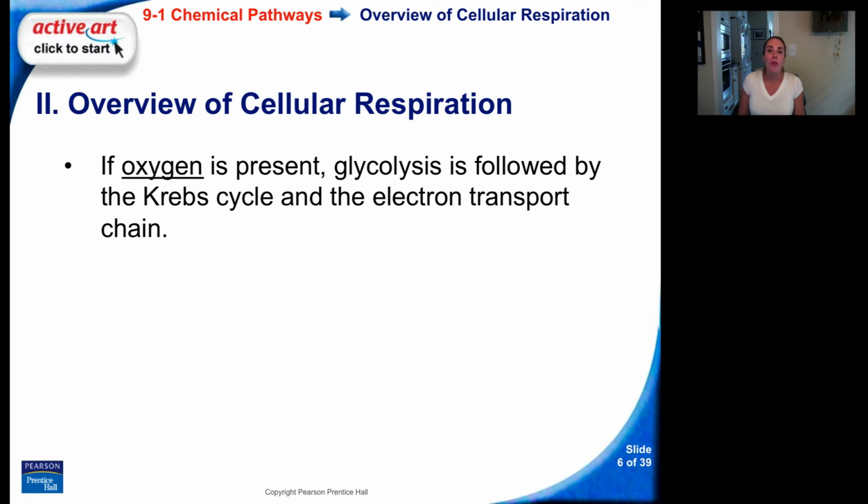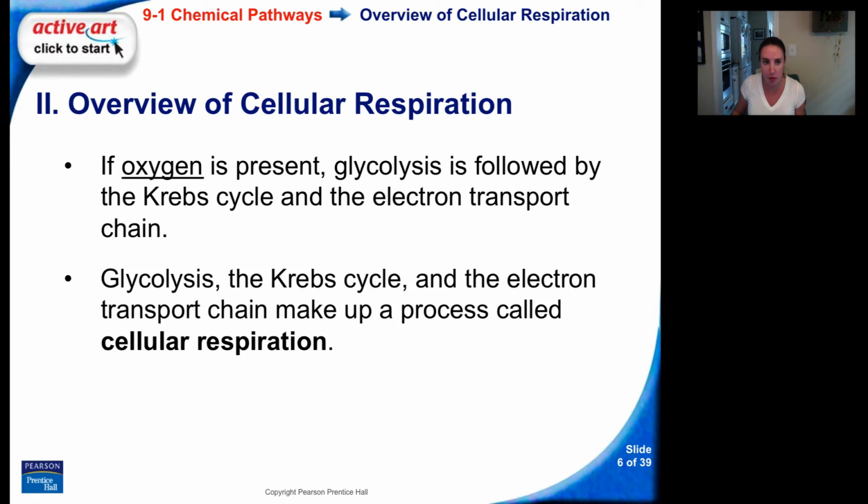So here's a little overview of cellular respiration. If oxygen is present, glycolysis is followed by the Krebs cycle and the electron transport chain. So there are actually 3 chemical pathways when breaking down glucose: glycolysis, Krebs cycle, and electron transport chain. The point of all of them is to make energy that your body can actually use. Together they make up a process called cellular respiration.